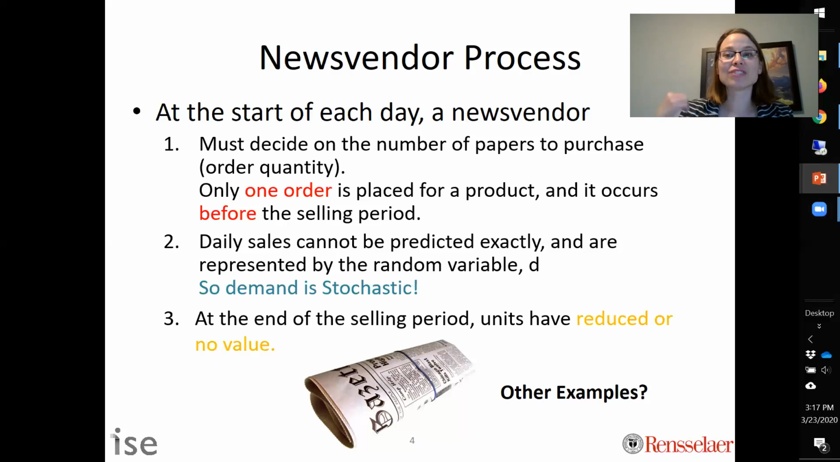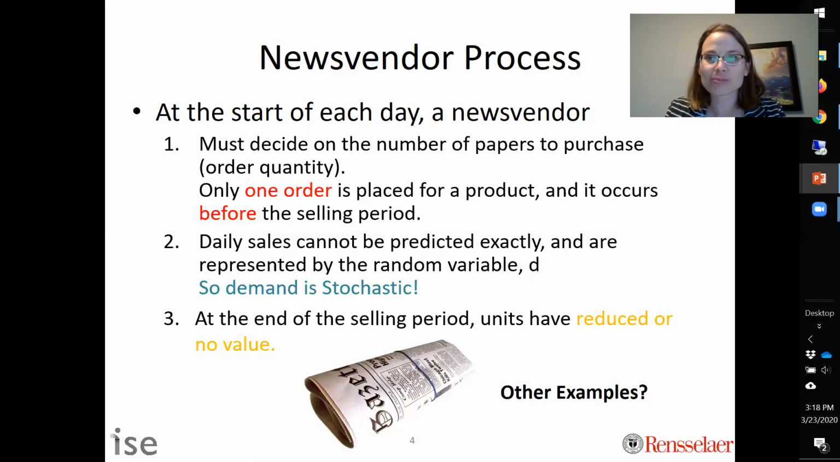And then if they don't have enough, then they don't make sales and they don't make any profit. But if they have too many, if you've ever shopped for candy the day after a holiday, what do they do? They mark it down. And so there is some value at the end of the selling period, but it's definitely reduced. So that is an example of where this comes from. There are many, many others.